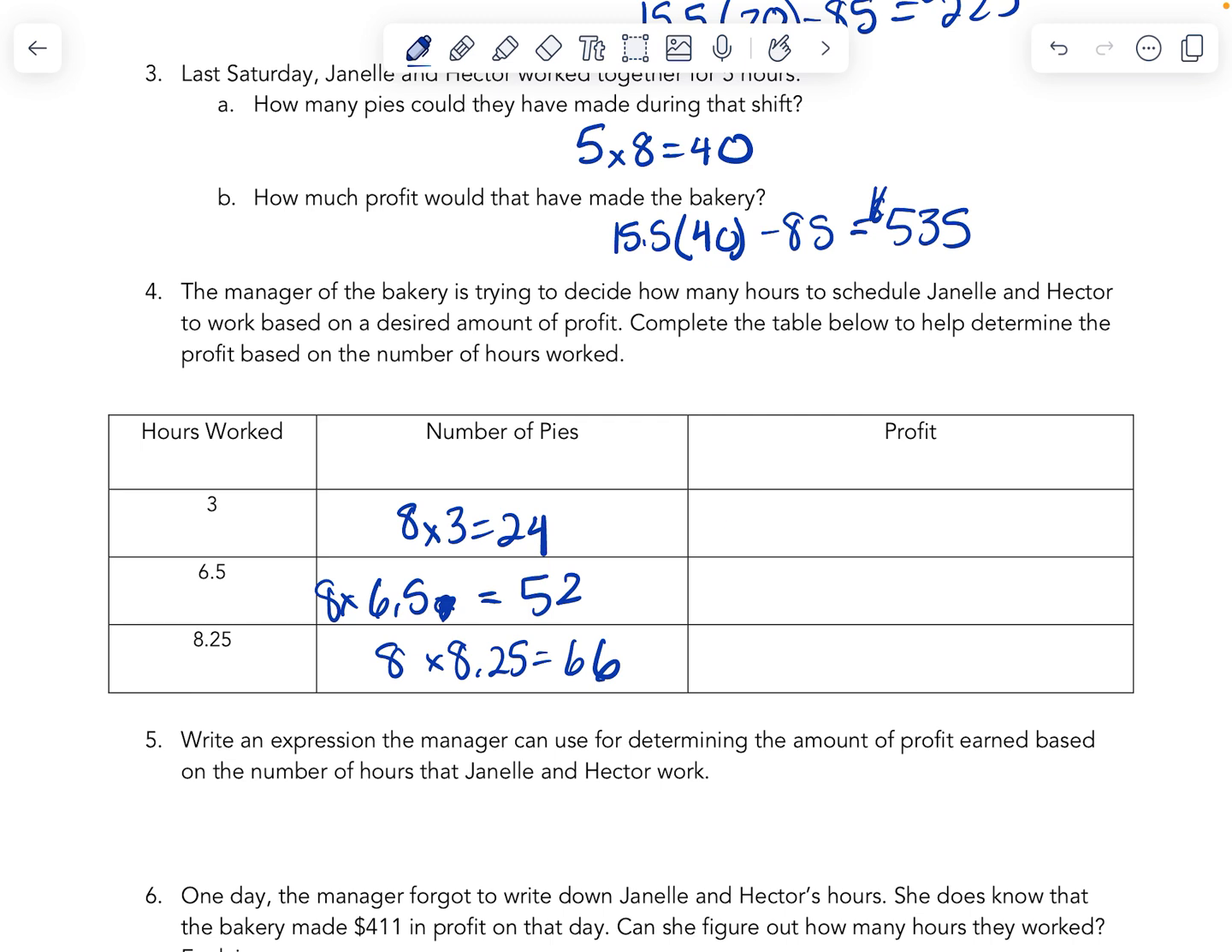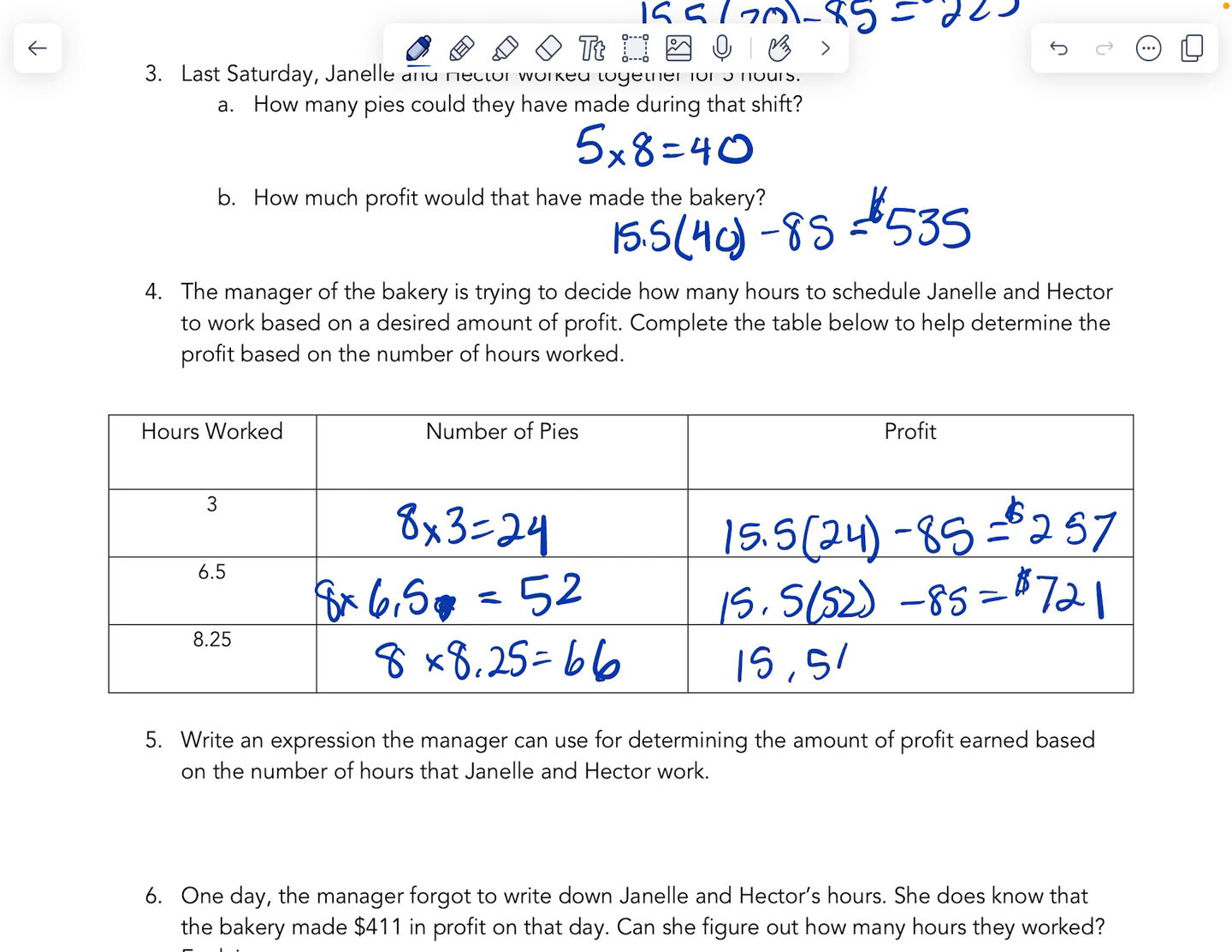So then for their profit, 15.5 times 24 minus $85 gives us $257. 15.5 times 52 minus 85 gives us $721. 15.5 times 66 minus 85 is $935.